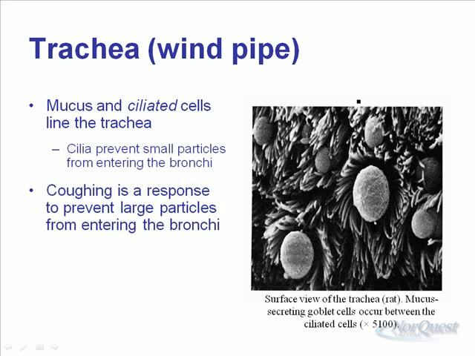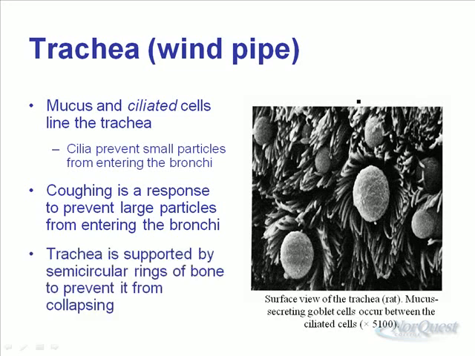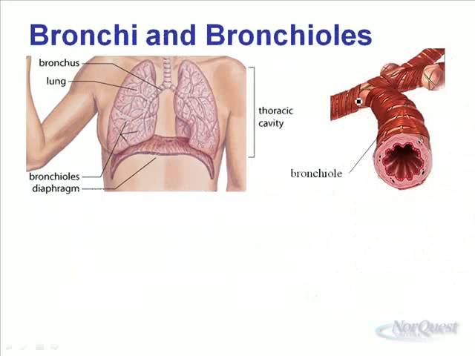Coughing is actually a response to prevent those large particles from entering the bronchi. If large particles start making it into our alveoli, they won't get back out again, and those alveoli become plugged and useless, and what's going to happen is that it reduces lung capacity. So the trachea is supported by semicircular rings of bone, so your trachea is always held open by these little rings of bone to prevent it from collapsing every time we push air out or exhale.